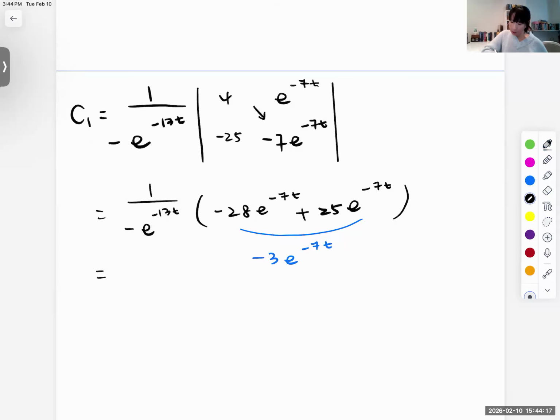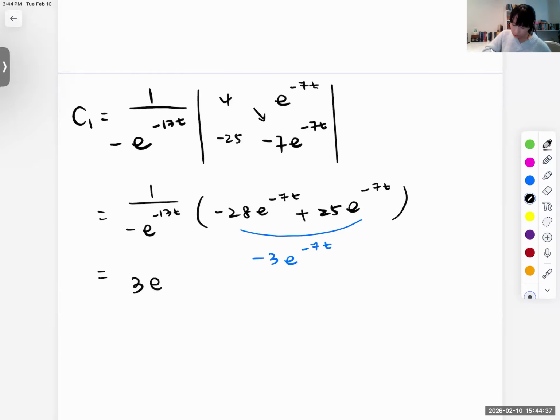So it's a negative 3 and positive 3, and e to the negative 70 minus 13. Negative 70 minus 13, right? Which is the positive. So 3e to the positive 60. Yeah, positive.